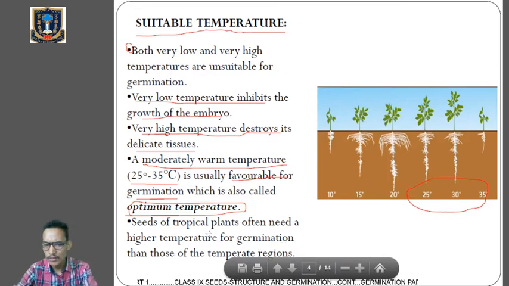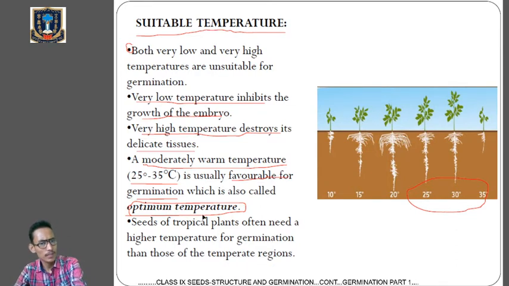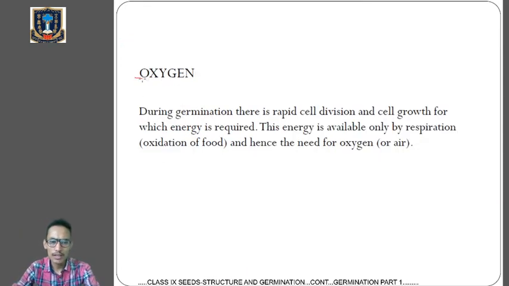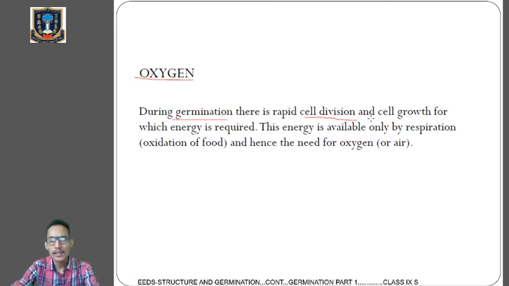So kindly remember the optimum temperature that favors germination. Clear? The next one, oxygen or air, because air is also important for germination. So during the process of germination, there is a rapid cell division. You know what is cell division? Where the cell will divide and there will be rapid growth of the cell. Clear? So during germination, there will be rapid cell division and rapid cell growth.